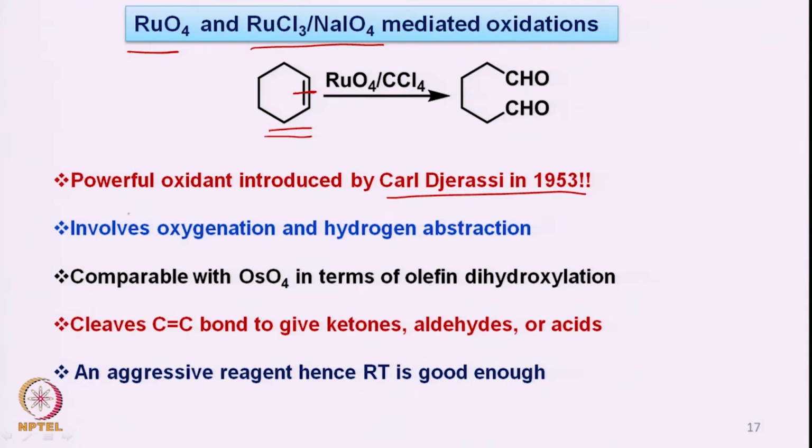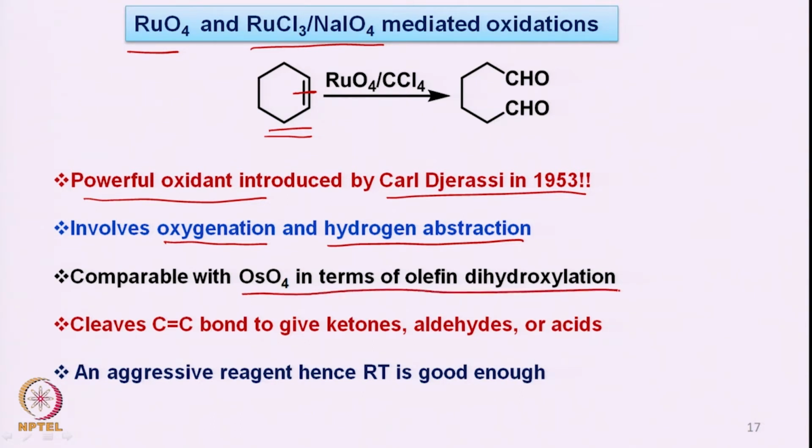This was found to be a very powerful oxidant, and it basically involves oxygenation and hydrogen abstraction. We will discuss the mechanism a bit later. It is comparable with osmium tetroxide in terms of olefin dihydroxylation, which we will also discuss in a while, and it cleaves the C=C bond to give ketones, aldehydes, or even acids. It is a very aggressive reagent, hence room temperature is good enough for the cleavage of the C=C bond to take place.